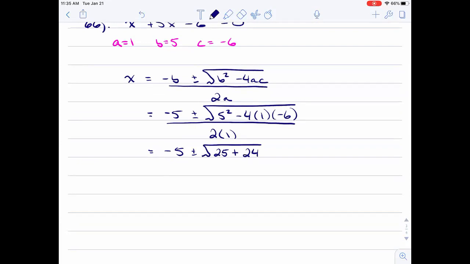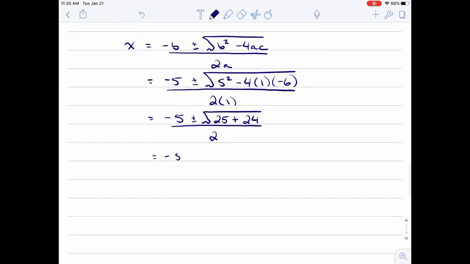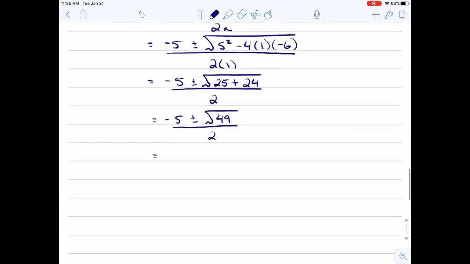Right? All over 2 times 1, which is 2. So 25 plus 24, negative 5 plus or minus 49, divided by 2. Okay. Puts us at negative 5 plus minus 7 divided by 2. Right? If we're lucky, then that square root goes away. We don't have to deal with it anymore.